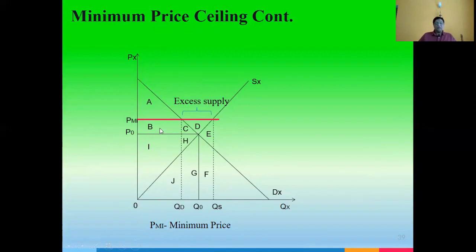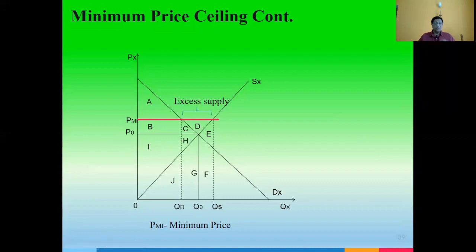But producers can sell only OQD units of the product. Therefore, producers' income is given by the area of BIJ. This is the producer's income. This is the cost of production. When you subtract the cost of production from the producer's income, then you will get producer's surplus. Then producer's surplus is given by the area of BIJ minus GFE.